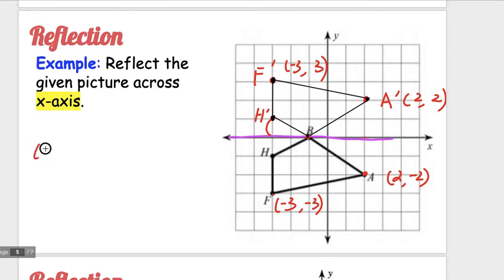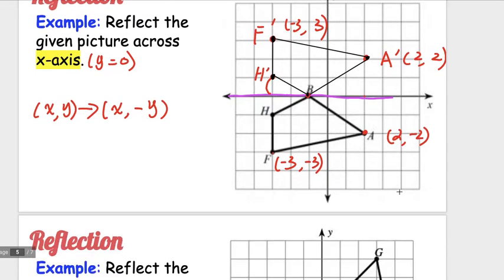So if you write down the rule, we will notice when we reflect the picture across the x-axis, the x will stay the same, but y will change to a negative. Also, one more thing I want to remind you, sometimes we don't call this the x-axis. We can also write this as y equal to 0, because every single point here is y equal to 0. Okay, so that's one example here.